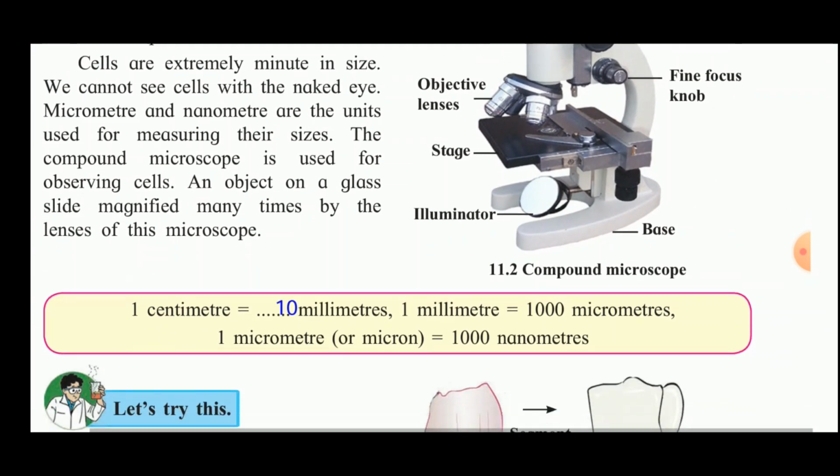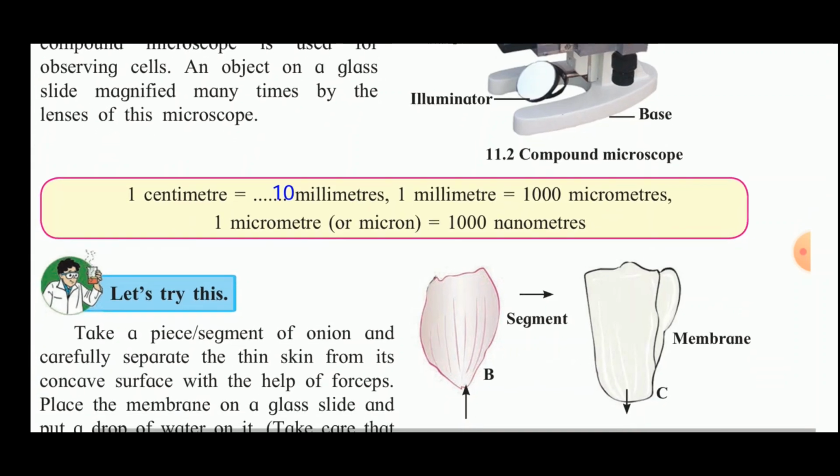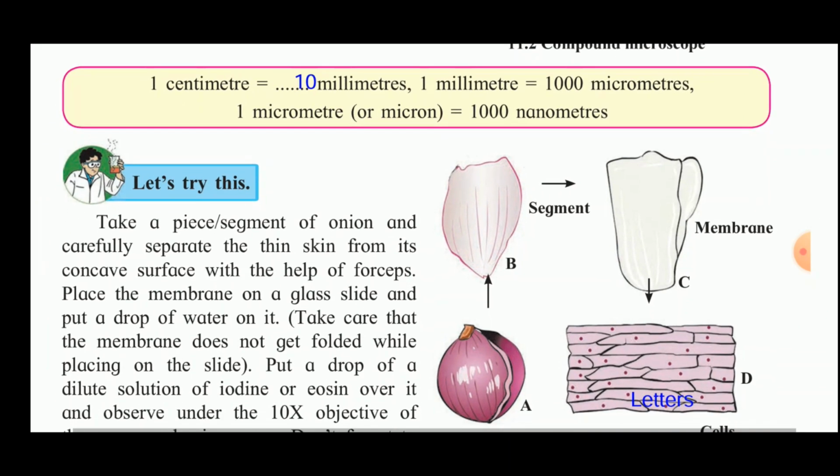Now here let us see these conversions. 1 centimeter is equal to 10 millimeters, 1 millimeter is equal to 1000 micrometers, and 1 micrometer is equal to 1000 nanometers. So from these conversions you can see nanometer is smaller than micrometer, micrometer is smaller than millimeter, and millimeter is smaller than centimeter.